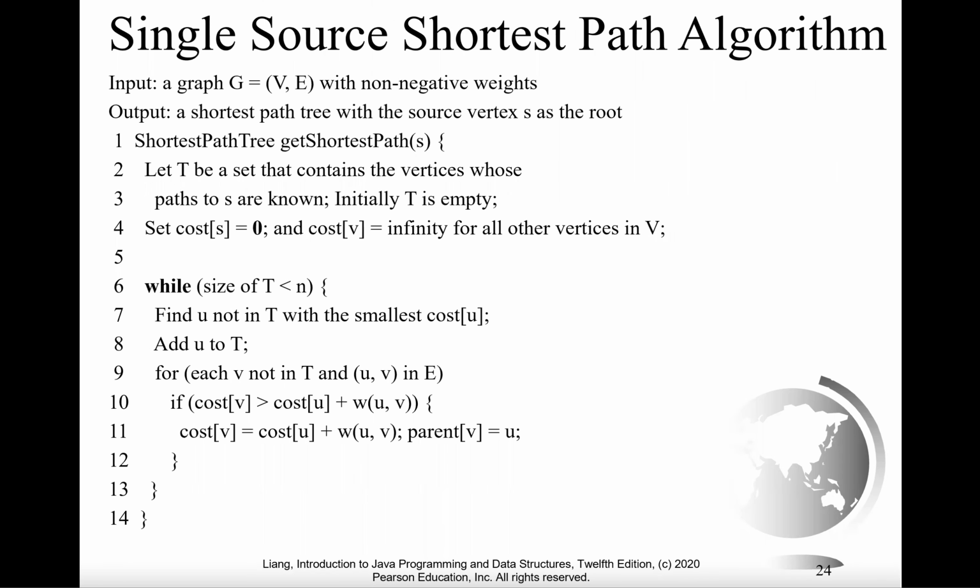This is the algorithm we're going to use to find shortest path. In the process, this algorithm finds the shortest path from a single source to all the vertices in the graph. The input for this algorithm is the graph with the vertices and the weighted edges. Assume all the weights are non-negative, and the output is a shortest path tree.